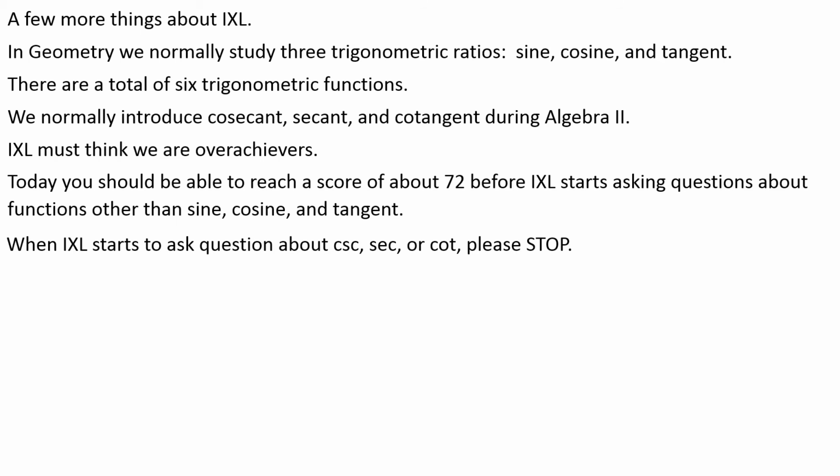So when you start seeing something like the CSC, that's cosecant, or if you're asked to find a SEC, that's secant, or you see that COT, cotangent, go ahead and stop working. Right, so your score will be somewhere around 70, maybe slightly above 70, before you say, whoa, this is something we've not covered.